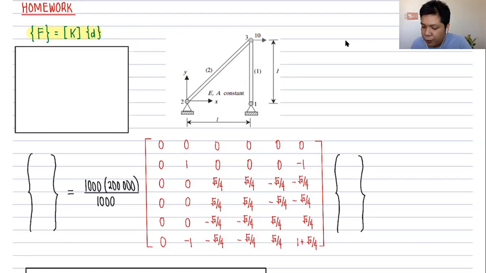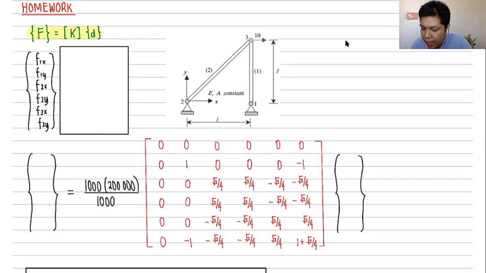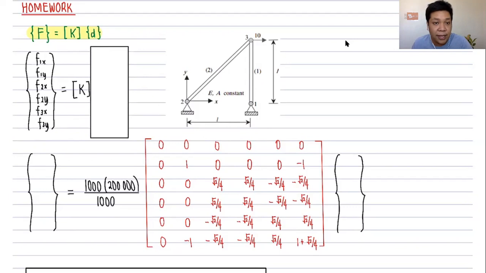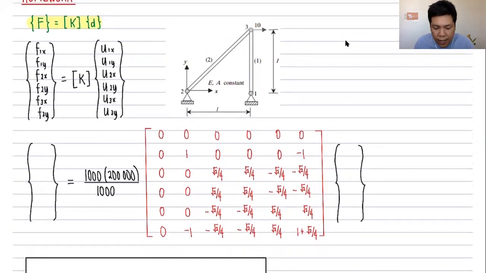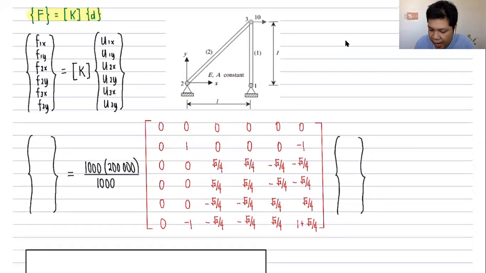Right? And if we plug in F equals KD, I know that I have 3 nodes, therefore I have F1x, F1y, F2x, F2y, F3x, and F3y equal to the global stiffness matrix K multiplied by the displacement matrix U1x, U1y, U2x, U2y, U3x, and U3y. Okay, therefore, just plugging in, F1x, F1y, they are known. F2x is unknown. F2y, that's unknown.